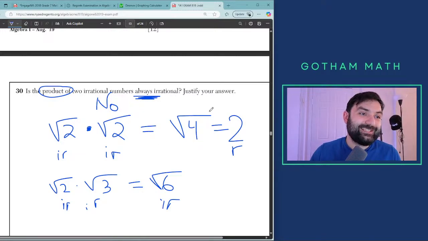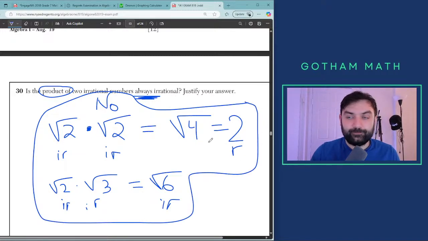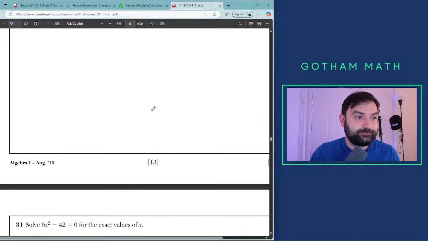So this, I would say, would be enough for the explanation here, because they said justify. Justify is not the same as explain. When they say explain, you kind of have to throw in a couple of sentences here and there. But when they say justify, this is justification. Moving on. Easy 2 points.